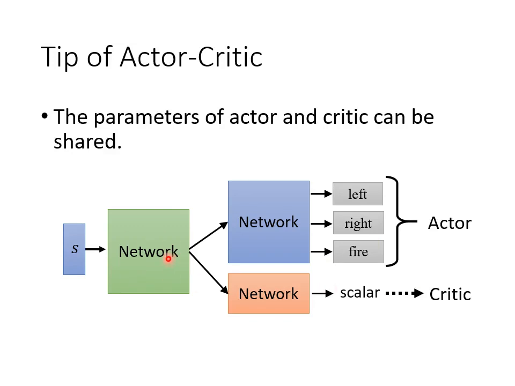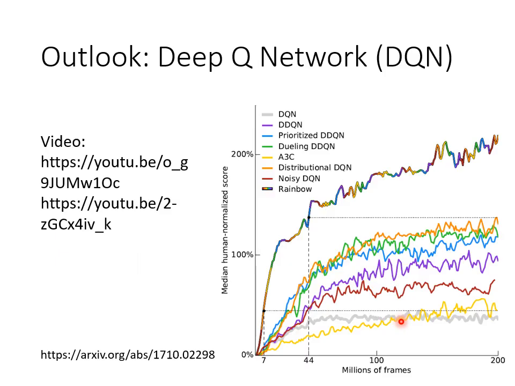When you are doing it today, you will often design your actor-critic like this. The actor and the critic share most of the networks. In the end, they output different things. If it outputs actions, it is the actor. If it outputs a scalar, it is the critic. Okay, this is a little trick to train an actor-critic model.